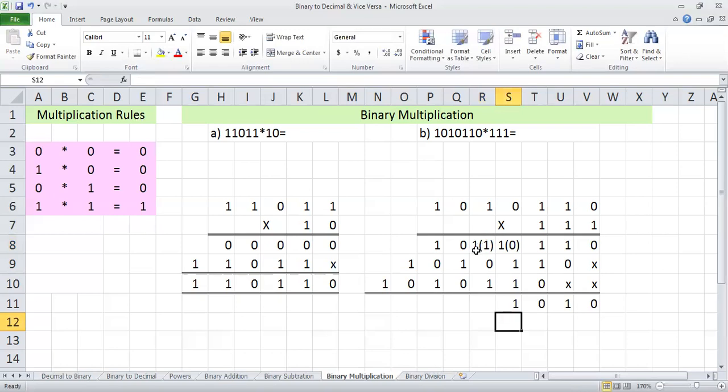So this is 1, again 1 plus 1 plus 1, which is again 11. So 1 you have to write here and 1 will be carry forward. Now 1 plus 1 is 10. So 0 you will write here and 1 will be carry forward.